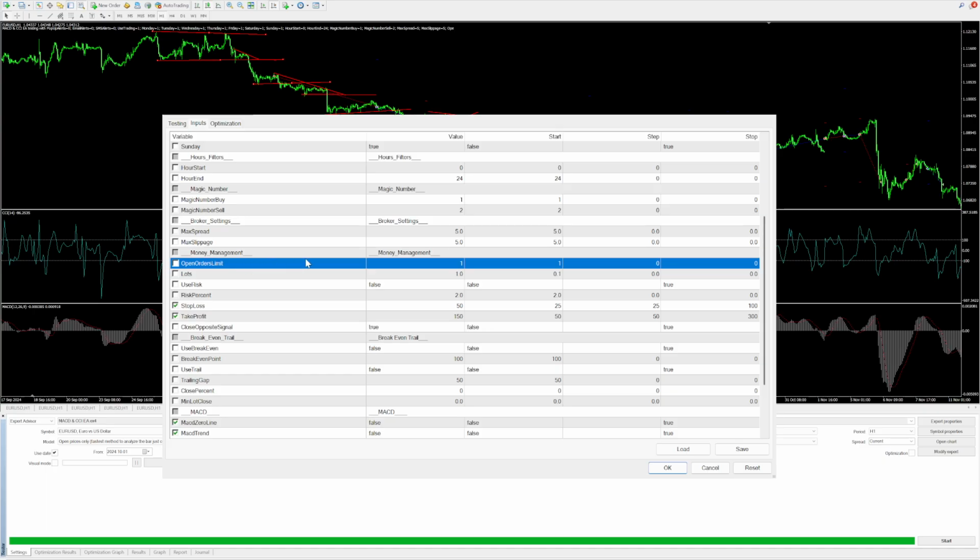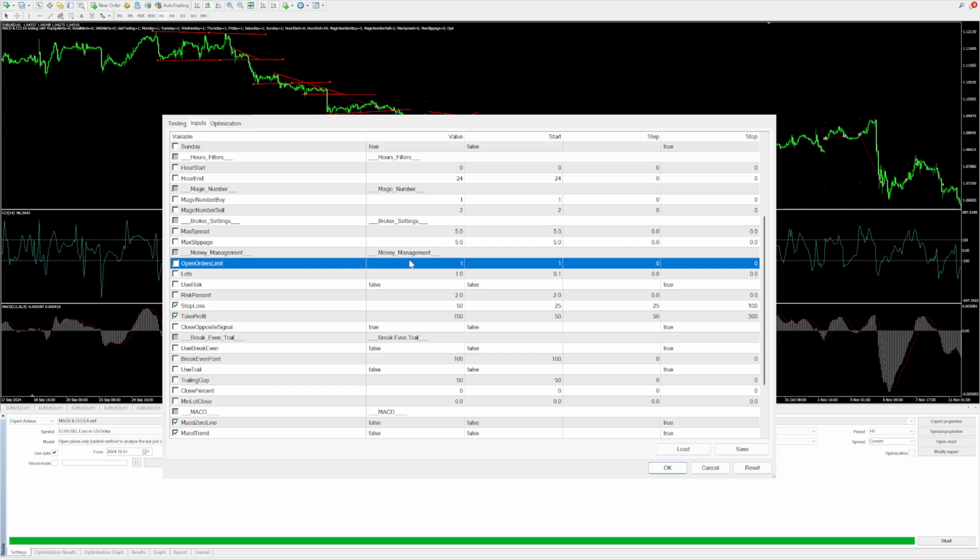Money management. So open orders limit is set to 1 by default. This basically means that the EA will allow a maximum of 1 open buy and or 1 open sell trade at any time. This way it prevents there from being multiple similar signals, one after the other.